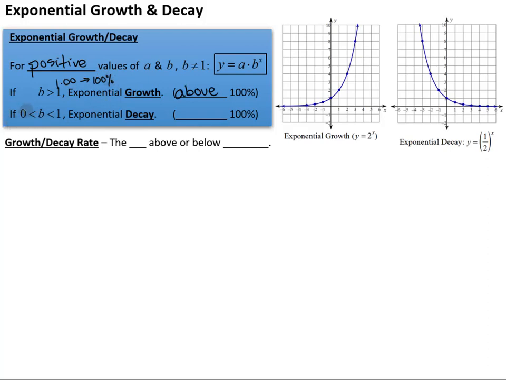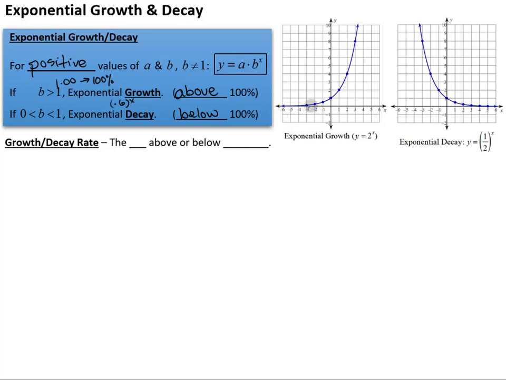Okay, if, however, we're between 0 and 1, remember these are positive, so we won't go negative, but you get a value between 0 and 1, we're going to consider that to be below 100%, like 0.5 to the x power. That would be 50%, meaning we're losing 50% of our value each time. A value of 0.6 would mean we're losing 40% of our value. We get to keep 60%, 0.6, but we're actually losing 40%. So we call that exponential decay.